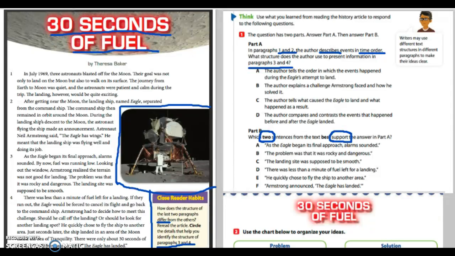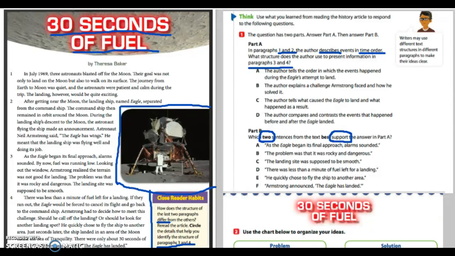Paragraph 2. After getting near the moon, the landing ship named Eagle separated from the command ship. The command ship then remained in orbit around the moon during the landing ship's descent to the moon. The astronauts flying the ship made the announcement. The astronaut Neil Armstrong said, "The Eagle has wings." He meant that the landing ship was flying well and doing its job.